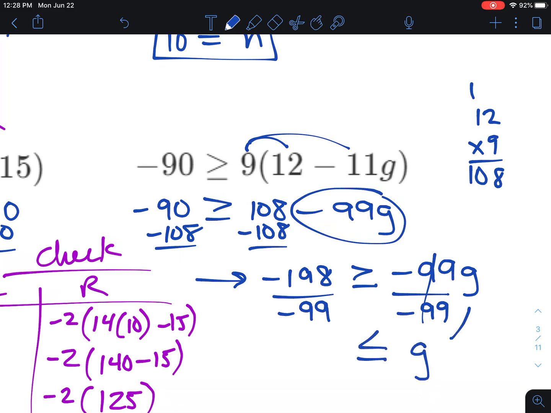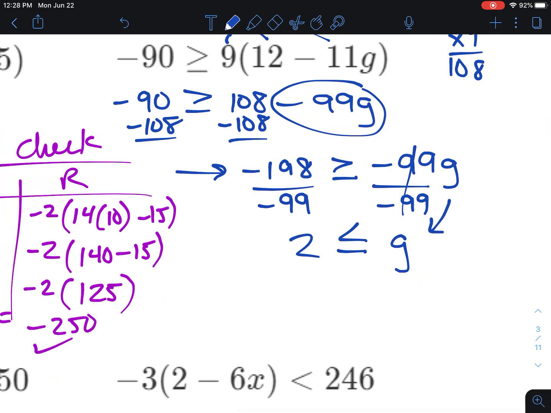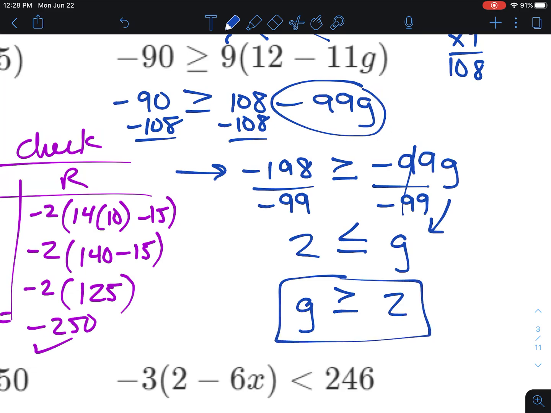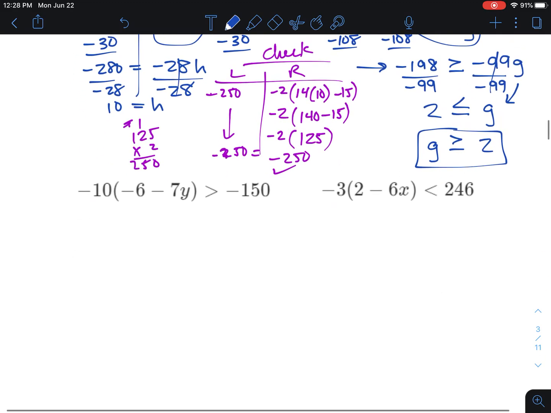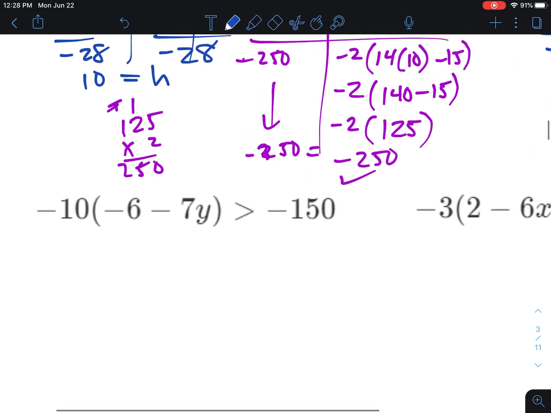The g is still on the right side. Dividing this gives you actually just 2, which is pretty nice. If you want to put the variable first, you can certainly do that. Flip this whole thing around. Just make sure you also flip the symbol. So that's how you do it for inequalities. Same idea. I can do a couple more here just to give you a bunch of examples.